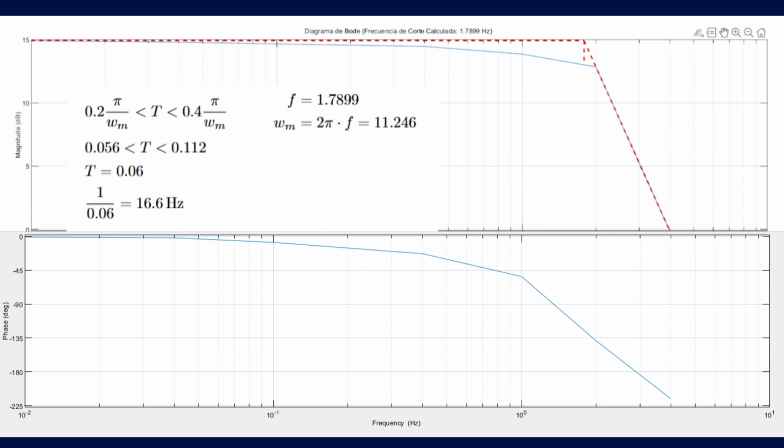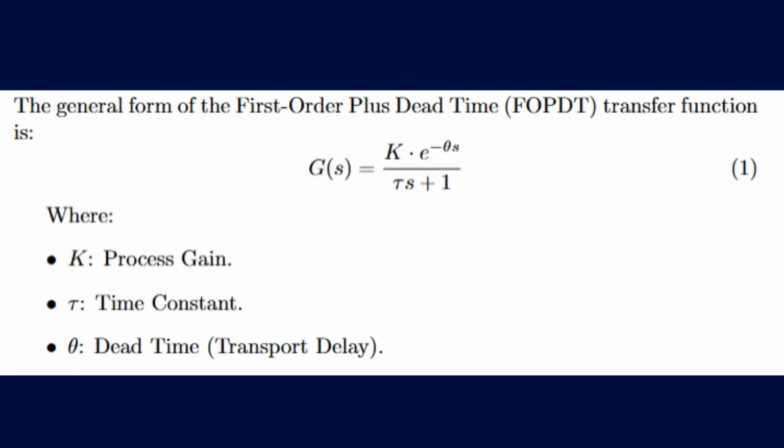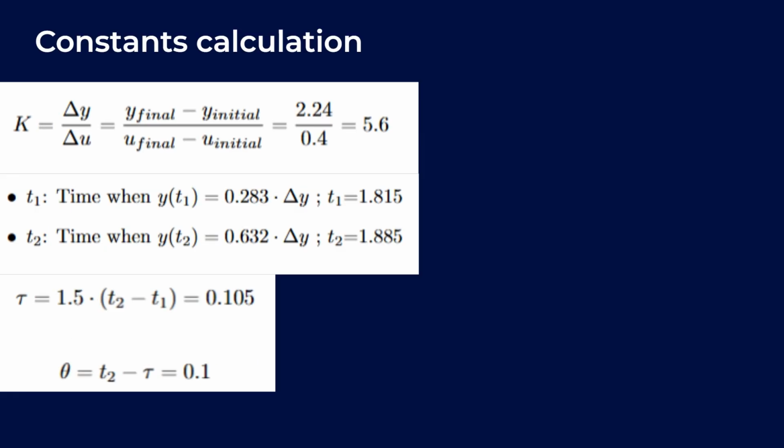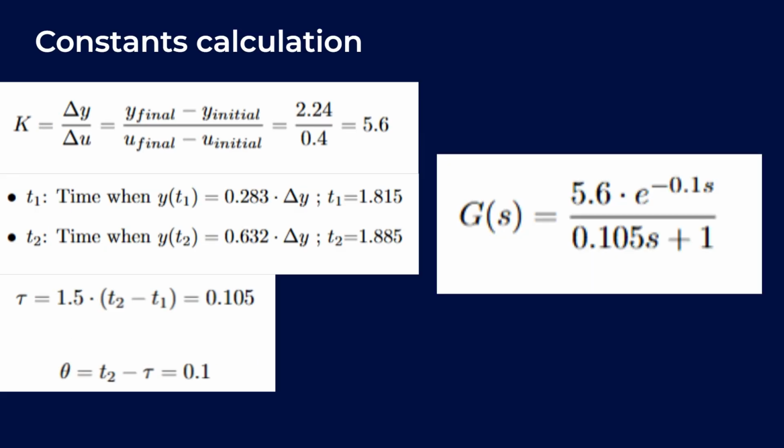Experimentally, we identified the cutoff frequency of 1.78 Hz, and by using the Fadali visual criterion, we determined a sampling frequency of 16.6 Hz. With this test, we modeled our motor as a first-order plus dead time system. We use the Smith method for system identification, as it provides a superior approximation of the time constant tau and the delay L compared to other heuristic methods.